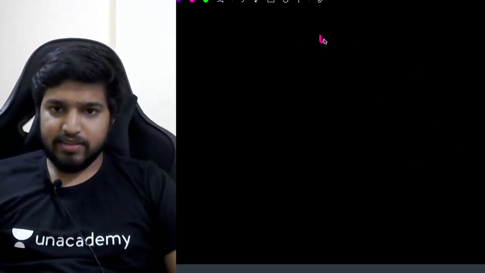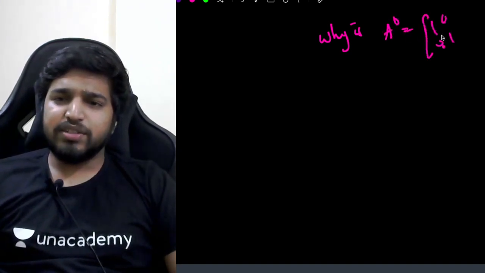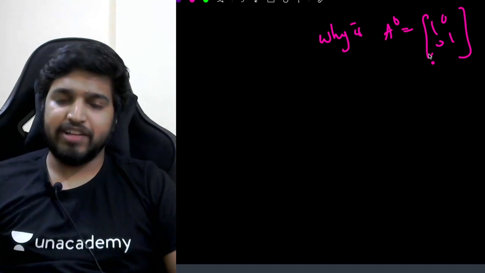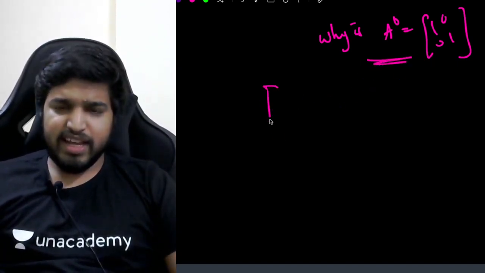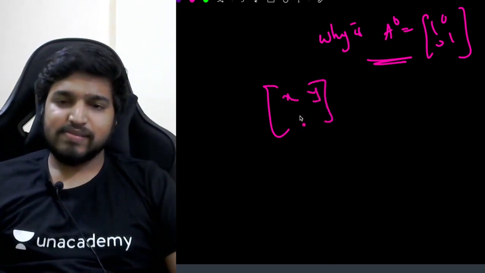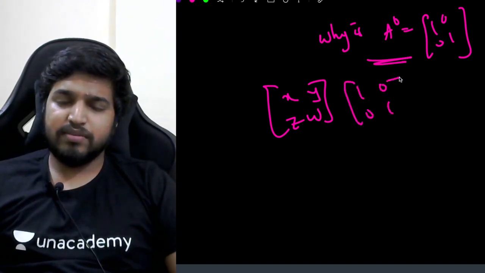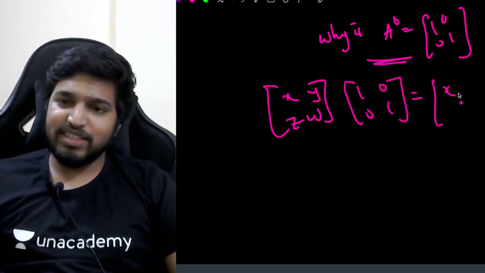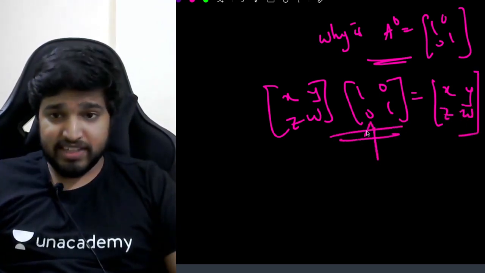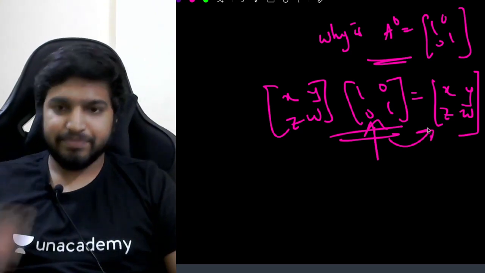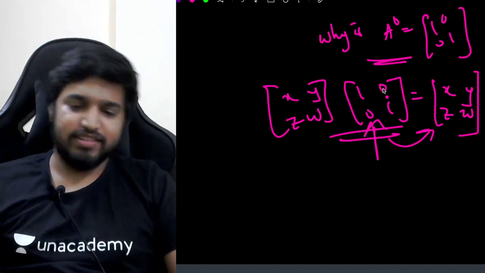The question was, why is A power 0 equal to the matrix 0, 1, 1, 0, 0? I'm just taking a 2D matrix, a 2 by 2 matrix, for now. This can be extended further too. Why is this the case? If you take any other matrix x, y, z, w and multiply by 1, 0, 0, 1, you get x, y, z, w, if you see it. And this is the only matrix that gives that. That's an exercise for you. You can try it out. It's a tiny exercise.